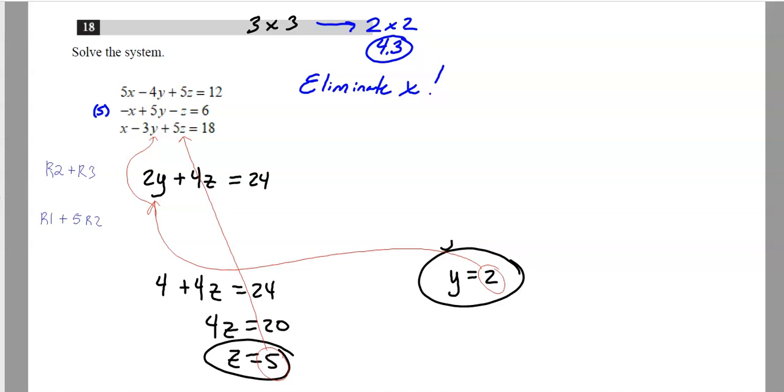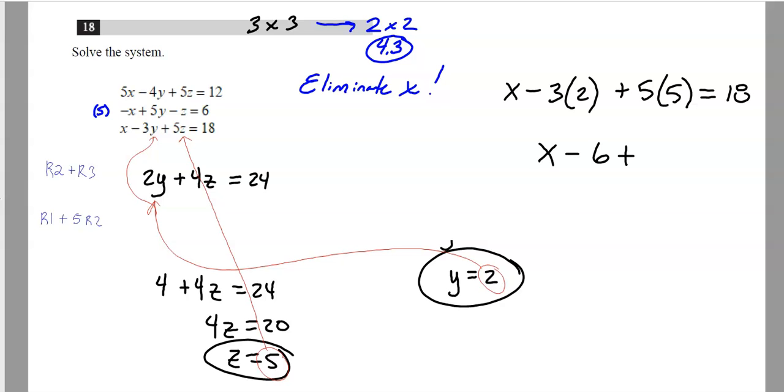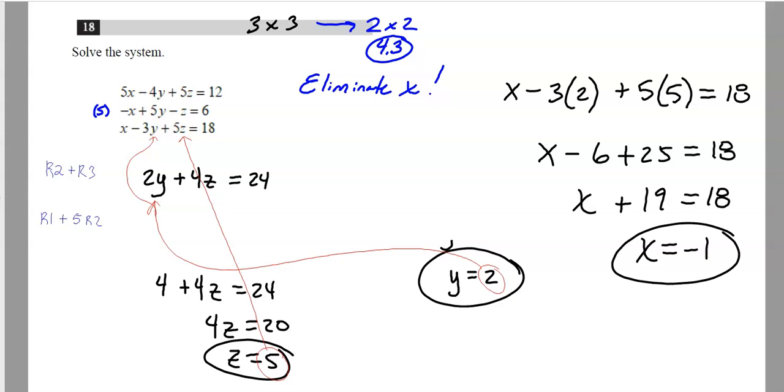So I do that row. I don't have x, I do have y, I do have z now, it's 5, and that comes out to be 18. So x minus 6 plus 25 is 18. That's x plus 19 equals 18, so x is negative 1. So I got the final answer, that magic point in space where all three planes happen to intersect each other: negative 1, positive 2, positive 5.